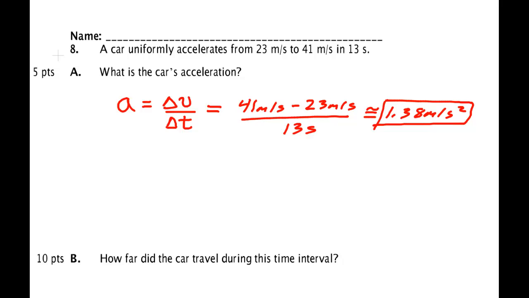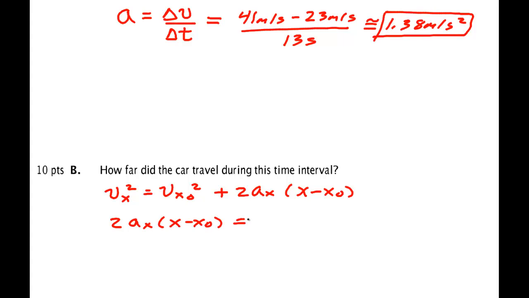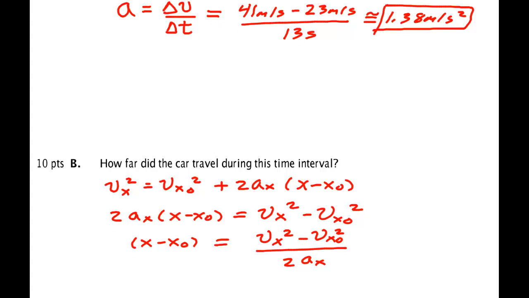Well, it's constant acceleration. That means that we can apply the kinematic equations. Applying the kinematic equations for this problem, there's a couple of different ways you could do it. Doesn't matter which one of the two, but one of the ways to do it is to go vx squared is equal to vx naught squared plus 2ax times x minus x naught. So we have 2ax times x minus x naught is equal to vx squared minus the initial velocity squared. x minus x naught, which is what I'm asked for, is equal to vx squared minus vx naught squared, all of that over 2 times acceleration. We have everything that we need to answer the problem from the numbers we've already obtained.